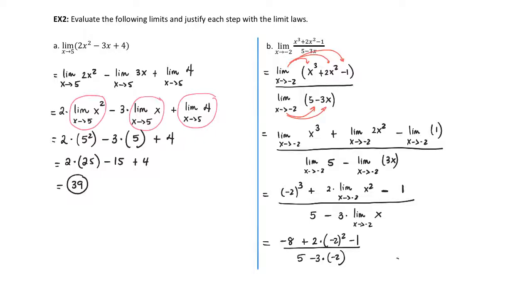So now simplifying, let me continue here. This is going to be equal to negative 8 plus negative 2 squared, which is 4. 4 times 2 is going to be 8, minus 1, divided by 5 plus 3 times negative 2. That's going to give us negative 6, and because of this negative, positive 6. Now here we notice that the negative and the positive 8 will cancel out. So we're going to end up getting negative 1 divided by 11 as the value of that limit.